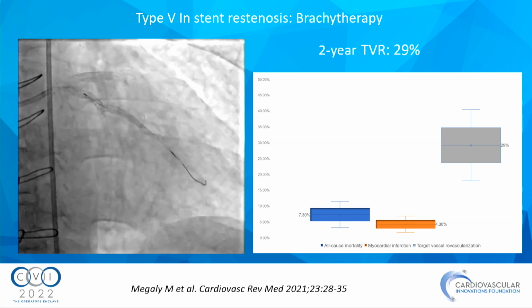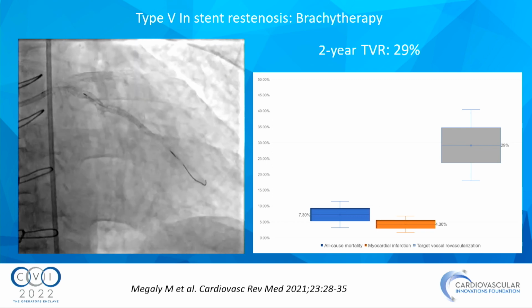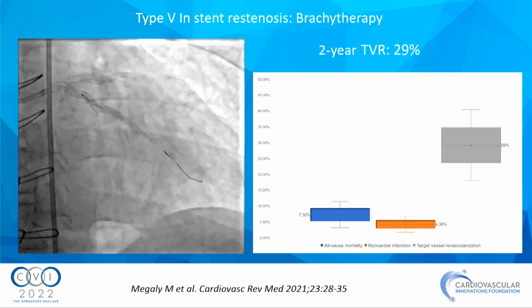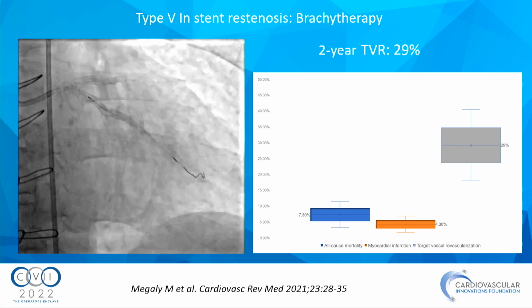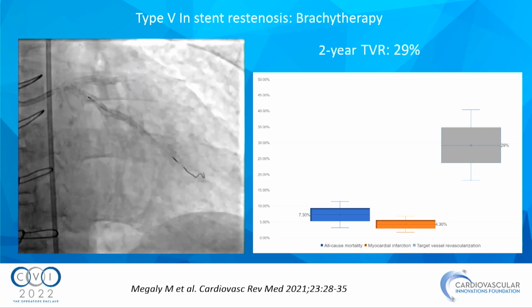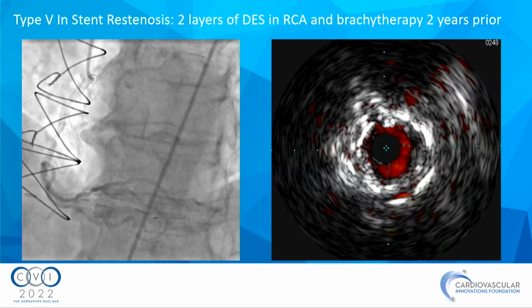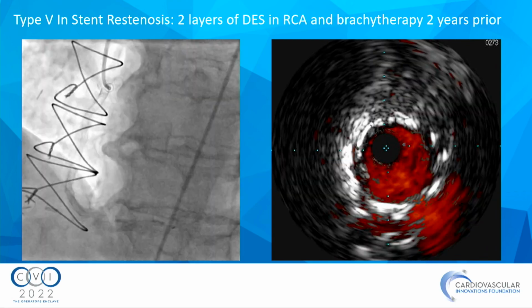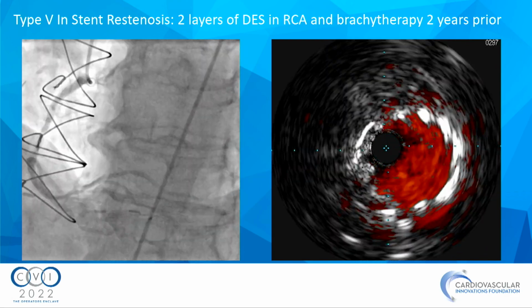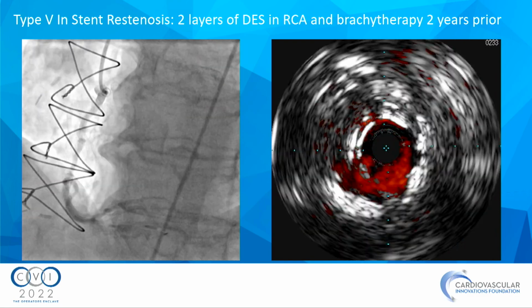Brachytherapy has actually made a resurgence in the past few years for the management of these drug-eluting stent in-stent restenosis. However, the results still remain suboptimal, with a 2-year risk of target vessel revascularization approaching as high as 29%. For patients who fail brachytherapy, another option is to do another brachytherapy if 12 months have elapsed, or there could be a use of a drug-coated balloon.